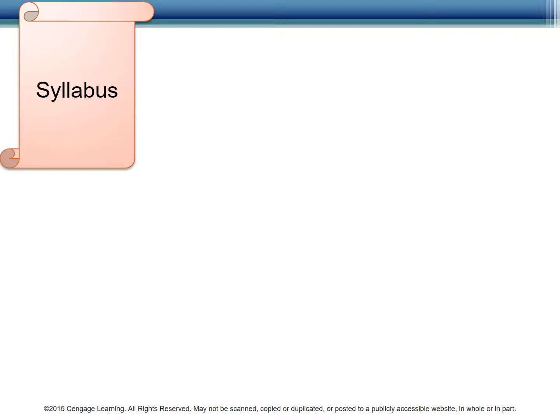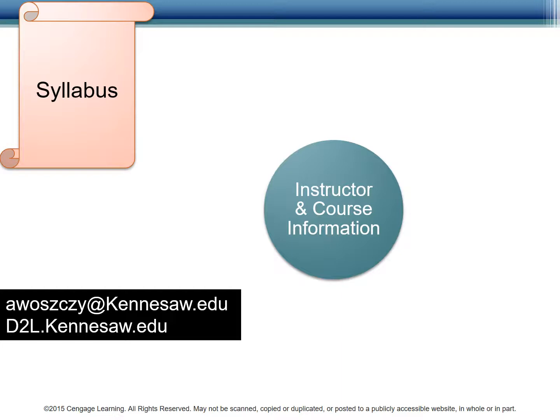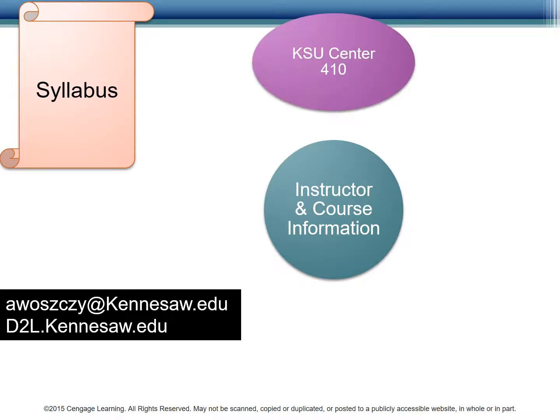Let's start with how to contact me. The preferred method of contact is awozy@kennesaw.edu. D2L won't allow me to respond automatically to your messages, so I don't use it. All of the course information is available at d2l.kennesaw.edu. My office is KSU Center 410.